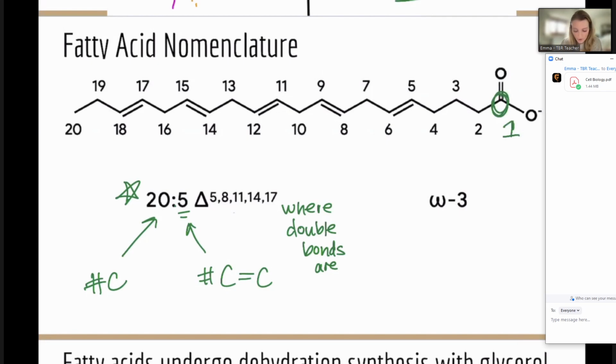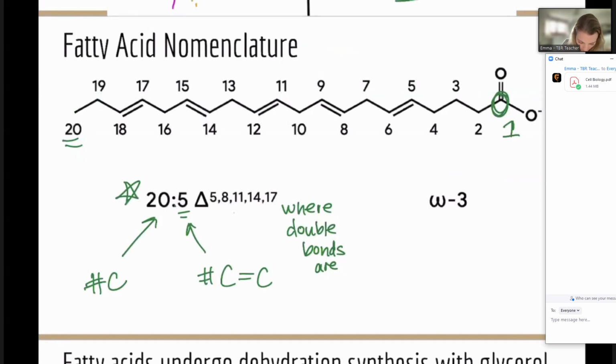And then we've also got this other part of the nomenclature, which is going to show us the position of the last double bond from the end of the chain. So my end of the chain here is 20. And if I go back 1 carbon, 2 carbons, 3 carbons, basically if you go back, this is going to be 1, 2, 3. That's the way it's going to be described.